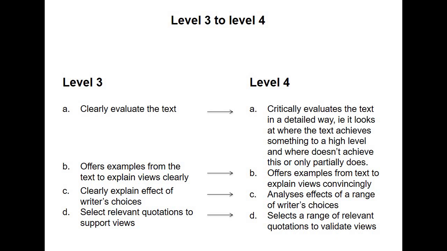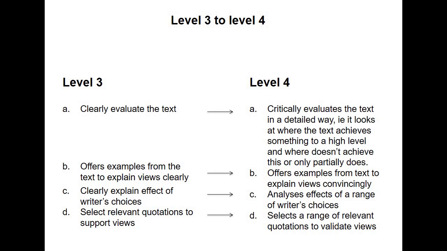And then analyses effects of a range of writers' choices. Now that's the big difference, okay? Two elements have changed here. One, we have to have a range. That means you can't just say the use of the dialogue, okay? You have to identify multiple methodologies that the writer has used and analyse the effects. Therefore, you have to say, why has that method been effective in creating this effect? Okay, so you have to look at the method and say, why is that working well to do this, or why hasn't it worked well to do that?